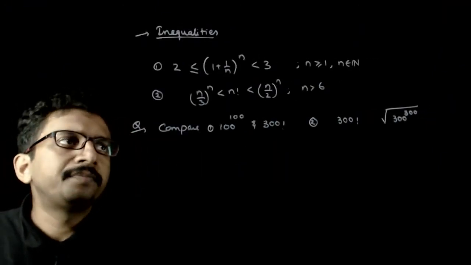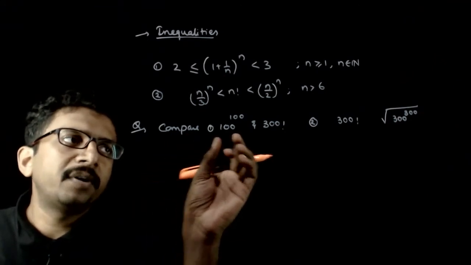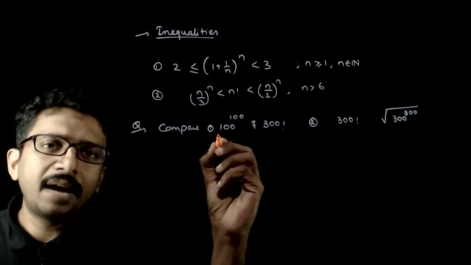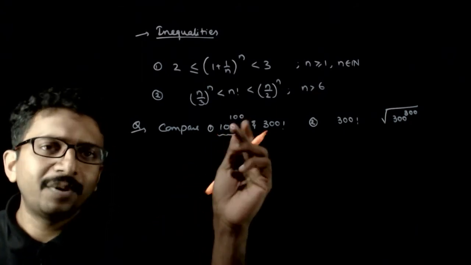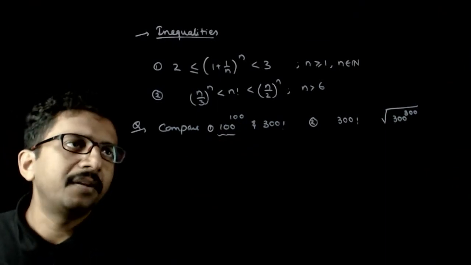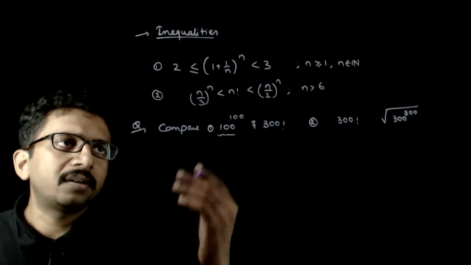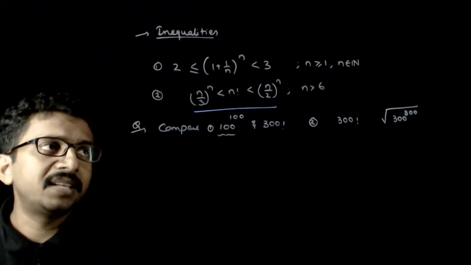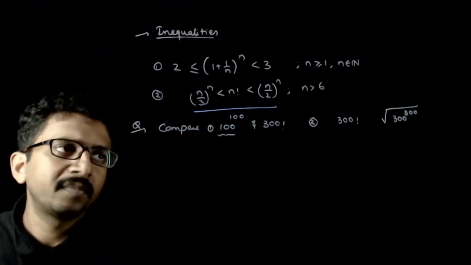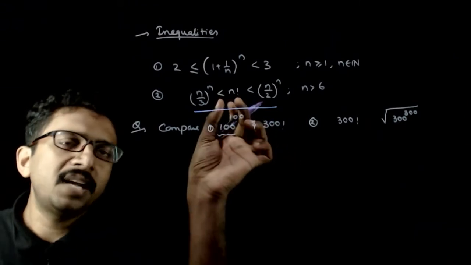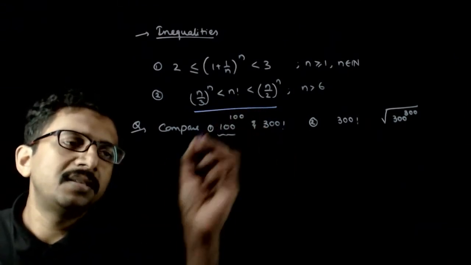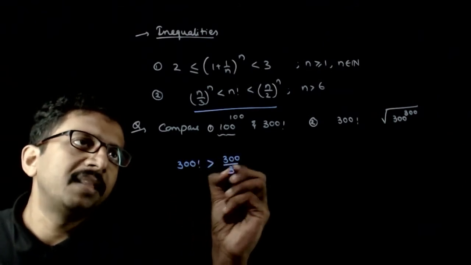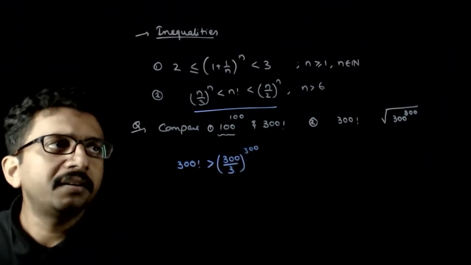In this question, you are asked to compare 100 power 100 and 300 factorial. So now how do we do this? That is, we have to check whether 100 power 100 is bigger or 300 factorial is bigger. Now let us use our second statement. That is, n factorial is always greater than n by 3 power n and always less than n by 2 power n. If I apply this statement for n is equal to 300, you can see that 300 factorial is always greater than 300 by 3 whole power 300.